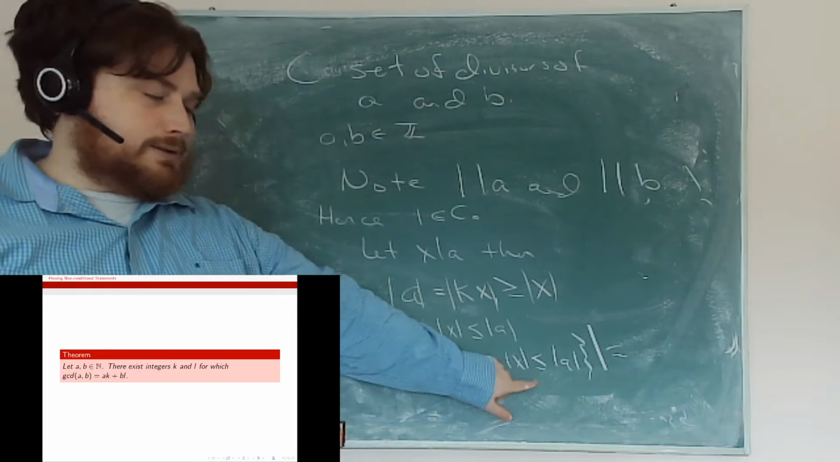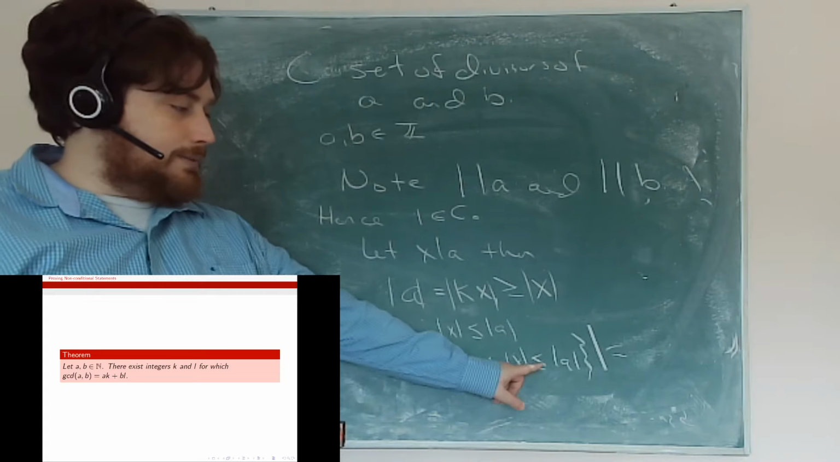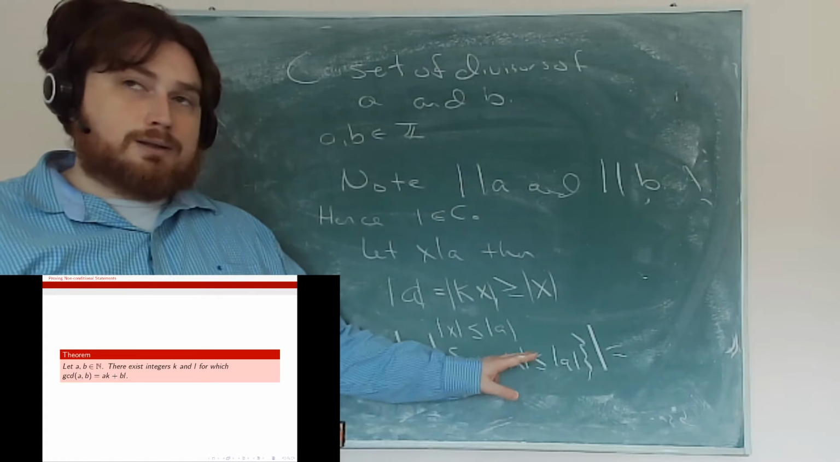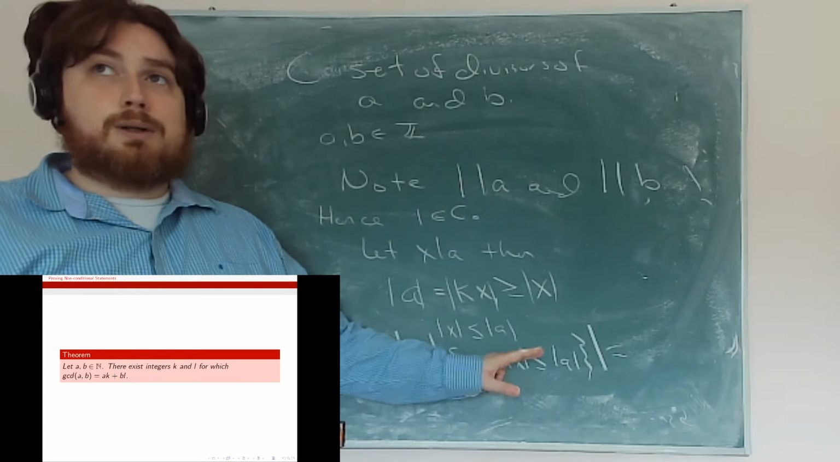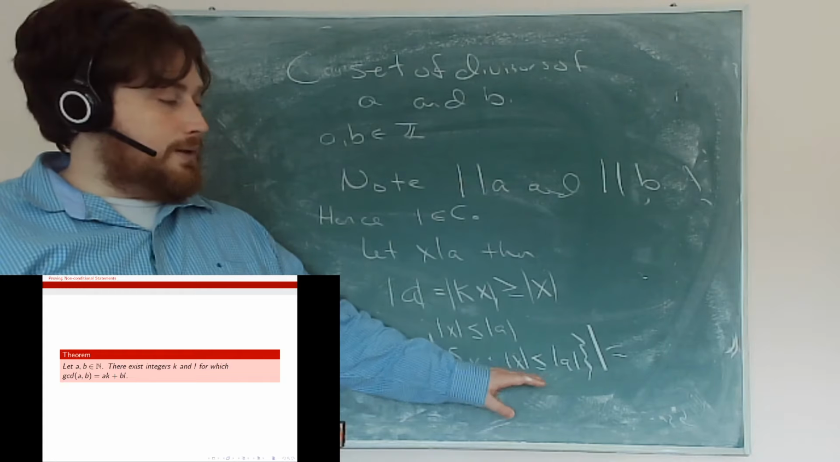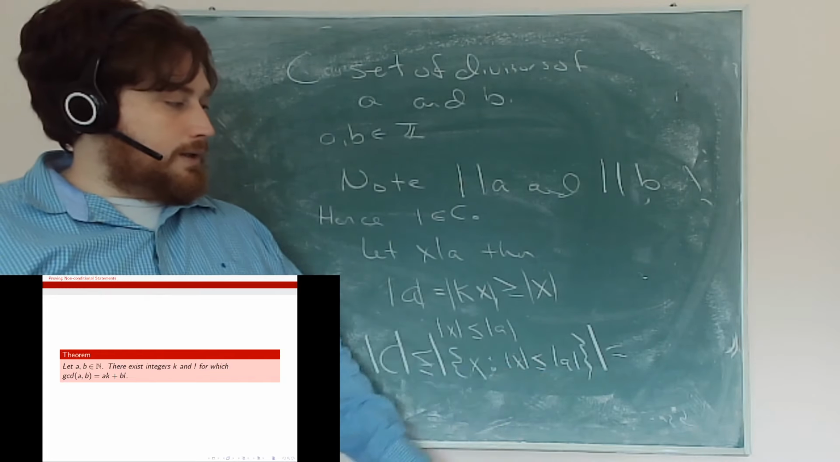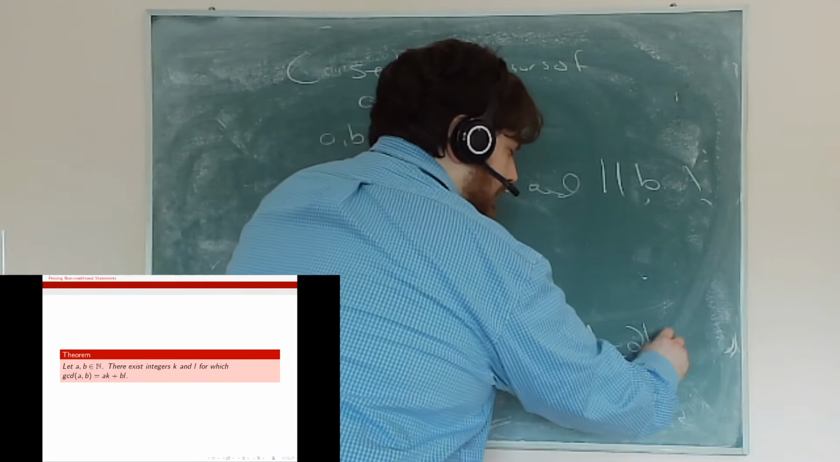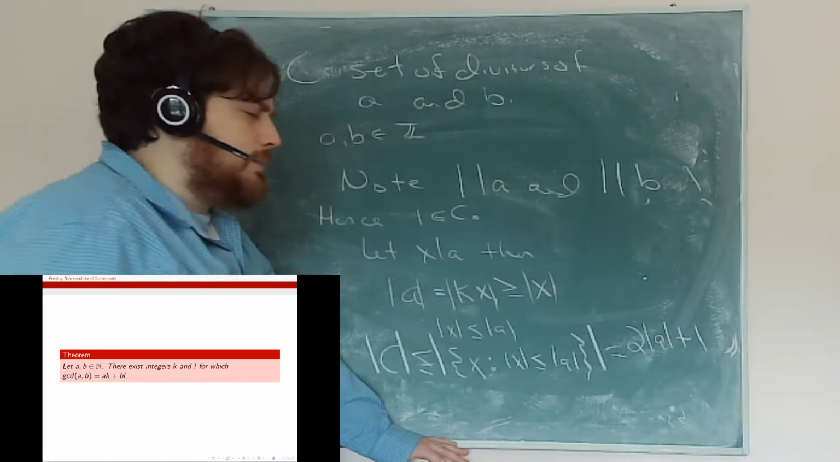Well, how many elements are in this set? Since we could have negatives and take an absolute value, this would be negative A plus 1, negative A plus 2, negative A plus 3, dot, dot, dot, up to 0, then 1, then 2, then 3, all the way up to A. And so what we're going to get here is that this cardinality is 2 times the absolute value of A plus 1.